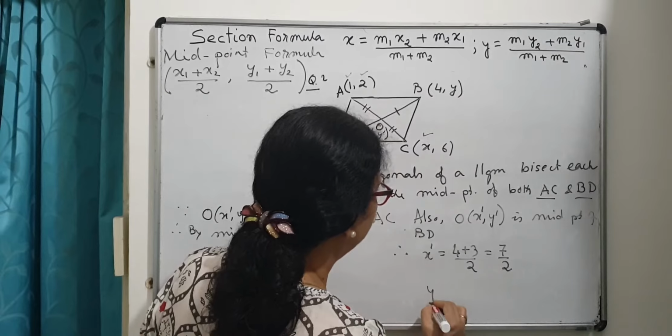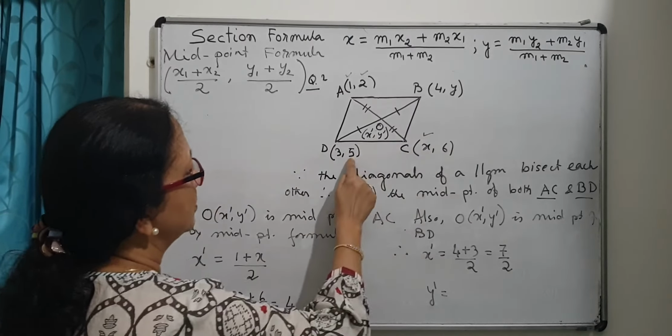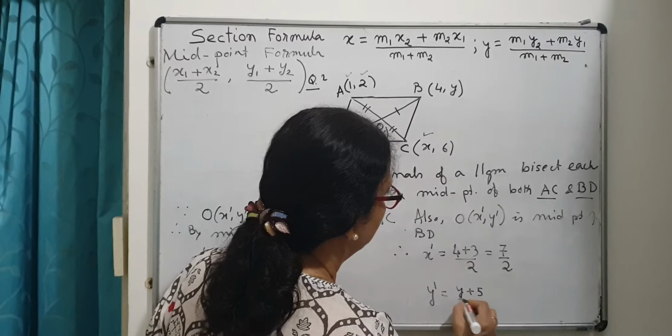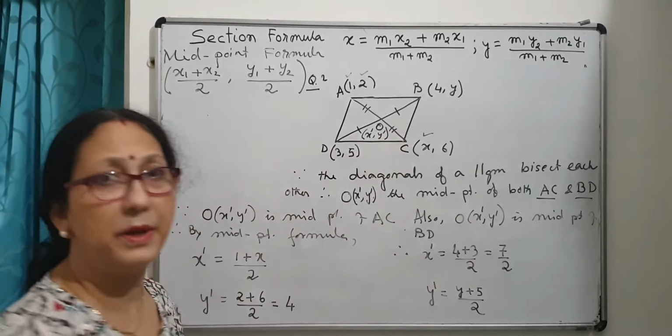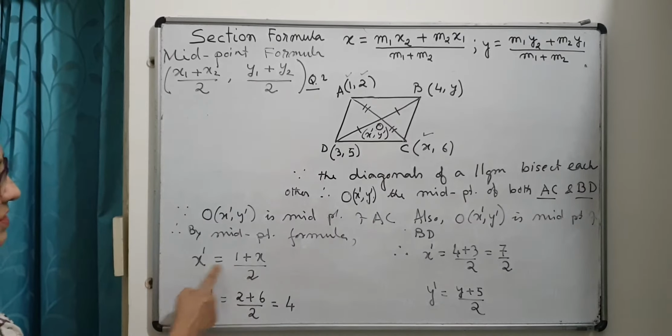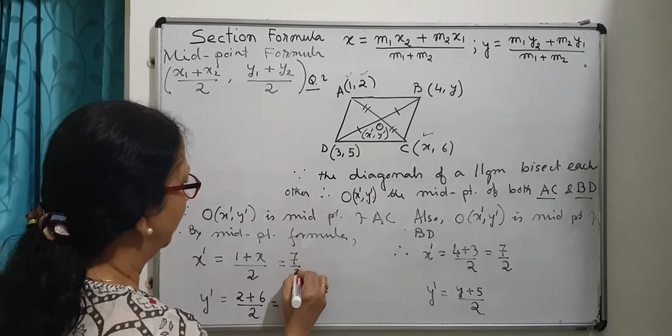And what will be y dashed? y1 plus y2 for BD. y1 is y, plus 5, so y plus 5 by 2. So this we get by the midpoint formula. Now these are the same. So in place of x dashed I can write 7 by 2.